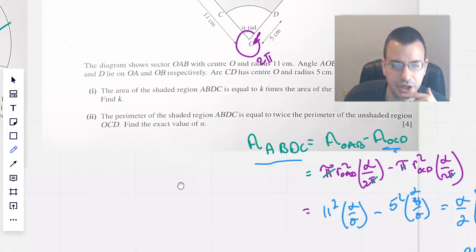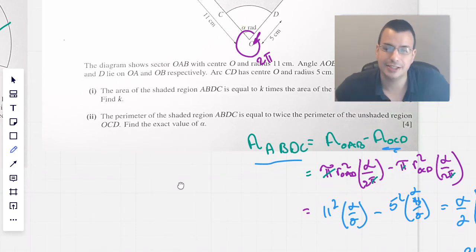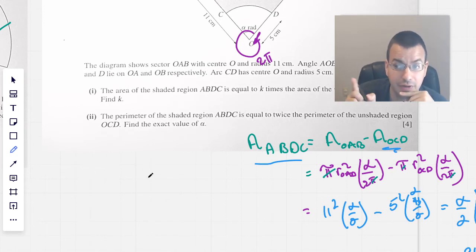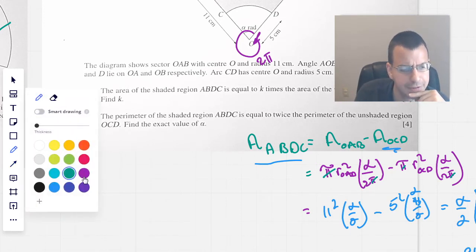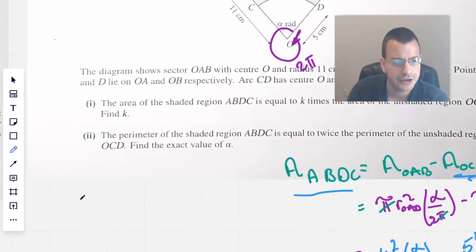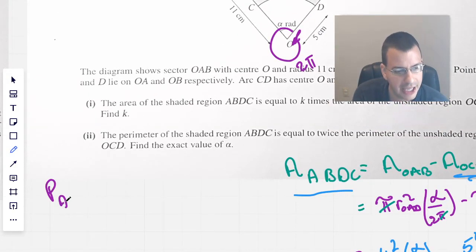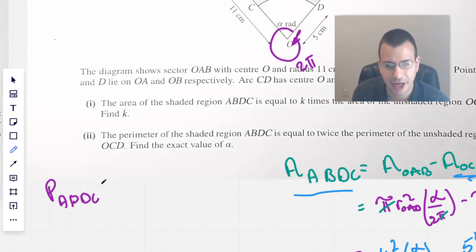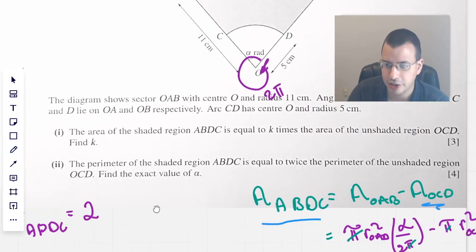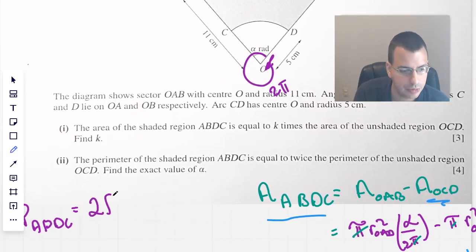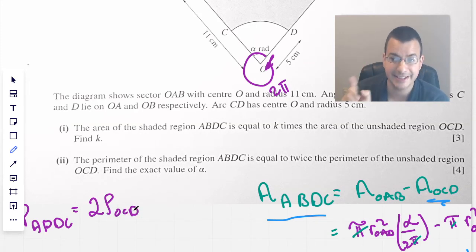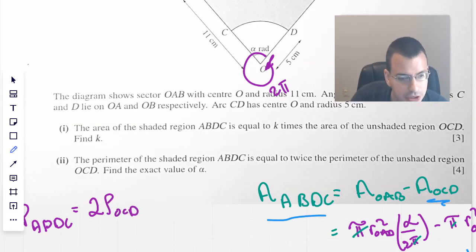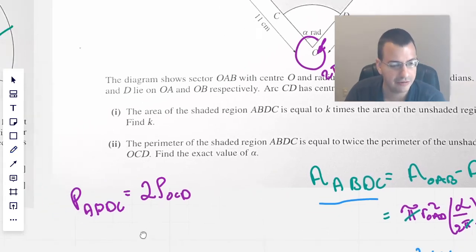Perimeter of shaded region ABDC is equal to twice the perimeter of the unshaded region OCD. Find the value of alpha. Okay, we can do this. So perimeter ABDC. It feels so weird saying that. It should be ABCD. I know, not important, but it bothers me greatly. Okay, so we have perimeter OCD. And we need to find the exact value of alpha.